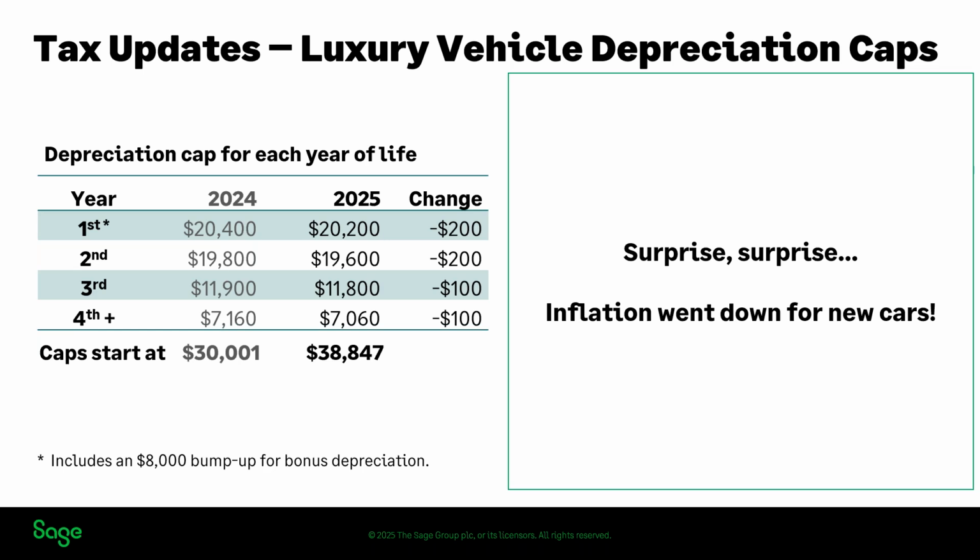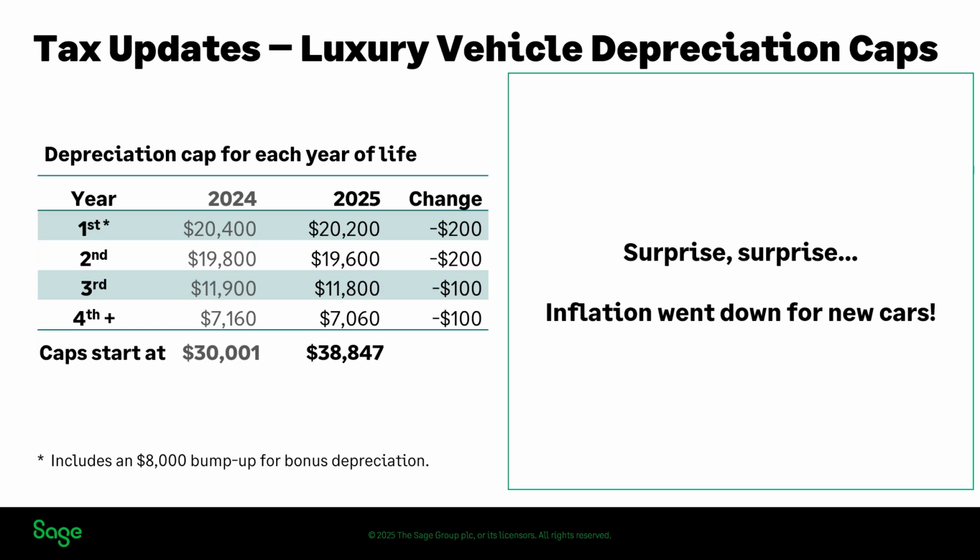Now, speaking of cars, there's also the so-called luxury vehicle depreciation caps. In 2024, if you bought a vehicle that was a passenger vehicle that had to be depreciated under these rules, you would start to hit these caps that are placed for each year, the asset's in-service life at a $30,000 price point. In 2025, you can see it starts at $38,800. And that's because of the bonus rate having changed those 2 years.